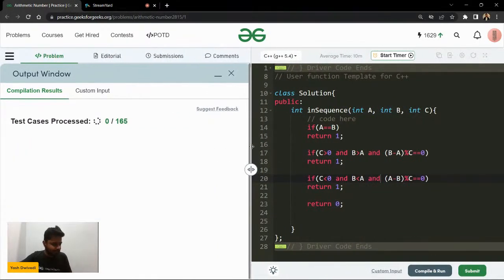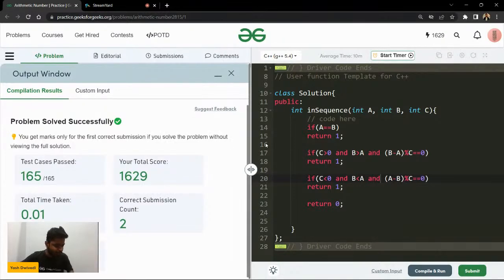Okay, let's try and submit it now. All right, so it gets accepted. So is this problem clear?